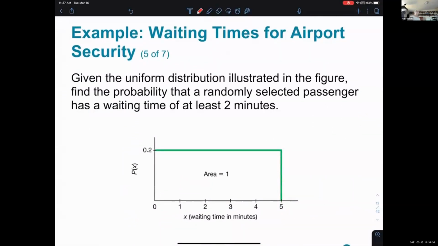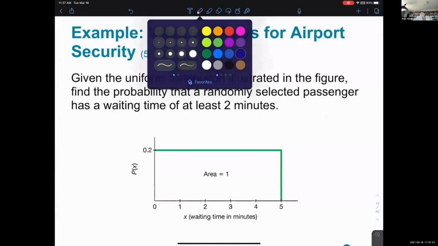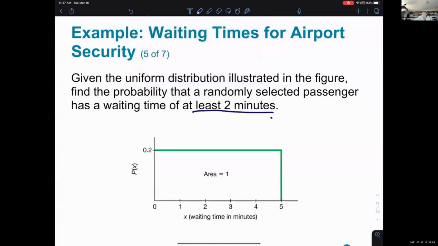So given this uniform distribution illustrated in the figure, find the probability that a randomly selected passenger has a waiting time of at least 2 minutes. So at least 2 minutes translates to 2 or more. And if I look at where the 2-minute mark is on the graph, that's here. And 2 or more would be to the right of that.